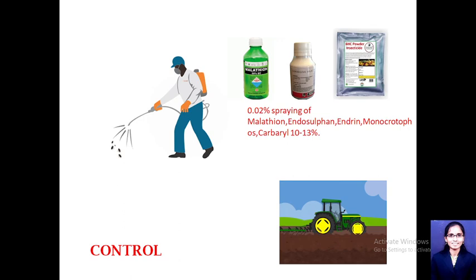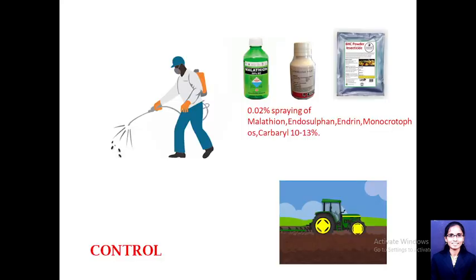If we are using the chemical method, then different types of insecticides are present in the market, such as 0.02% malathion, endosulfan, endrin, or monocrotophos, which after spraying will decrease the population of these insect stages. So I hope that you have understood this.